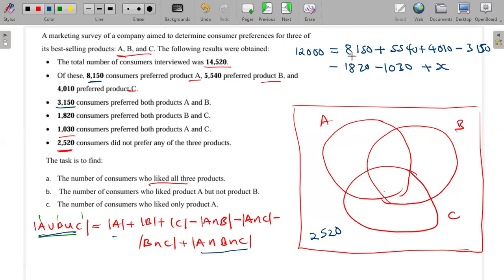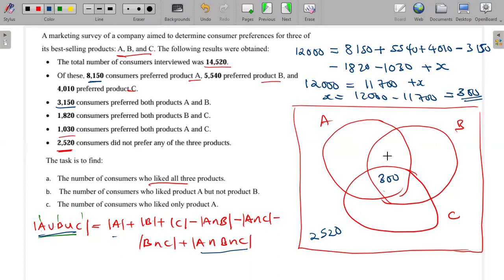So then when you do your math, you just have 12,000 there. When you add and subtract this side, you just get 11,700, and then plus X. Which means that X is going to be equal to 12,000 minus the 11,700, which is just going to give us 300. So that means that those that liked all the three products were 300. So our 300 can come here like that. Okay, so that's where we bring our 300 to.